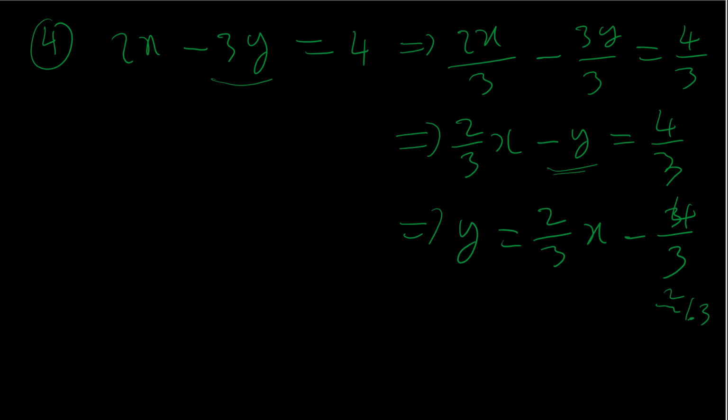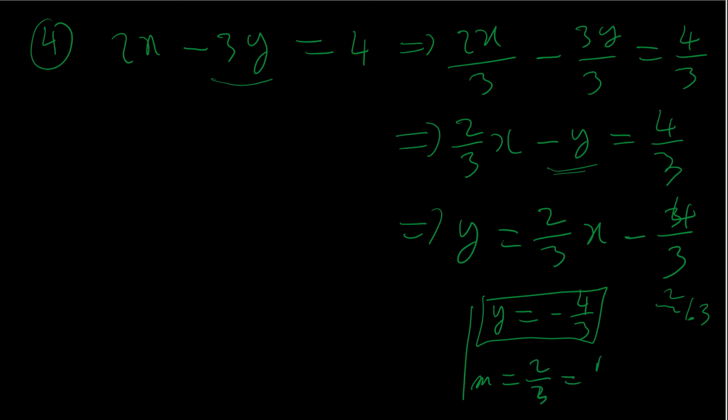Now we can just graph it again. In this case, we saw how to get the y-intercept. The y-intercept is going to be negative 4 thirds, and m equal to 2 over 3. So this is the change of y over the change of x. Now we just have to graph it, right? It's very simple.